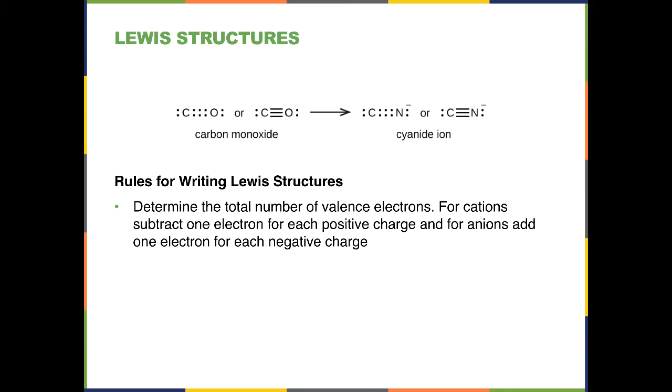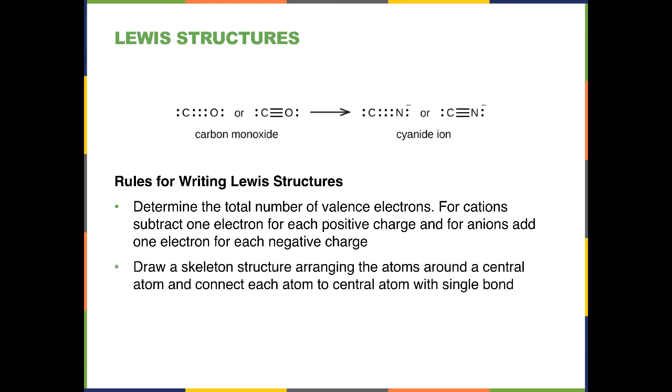And then if you have a cation or an anion, you have to either add or subtract electrons based on that. And cyanide over here is an anion, so not only do you have the 4 from carbon and the 5 from nitrogen, which makes 9, but you have an extra electron for that negative charge, so the total there is 10.